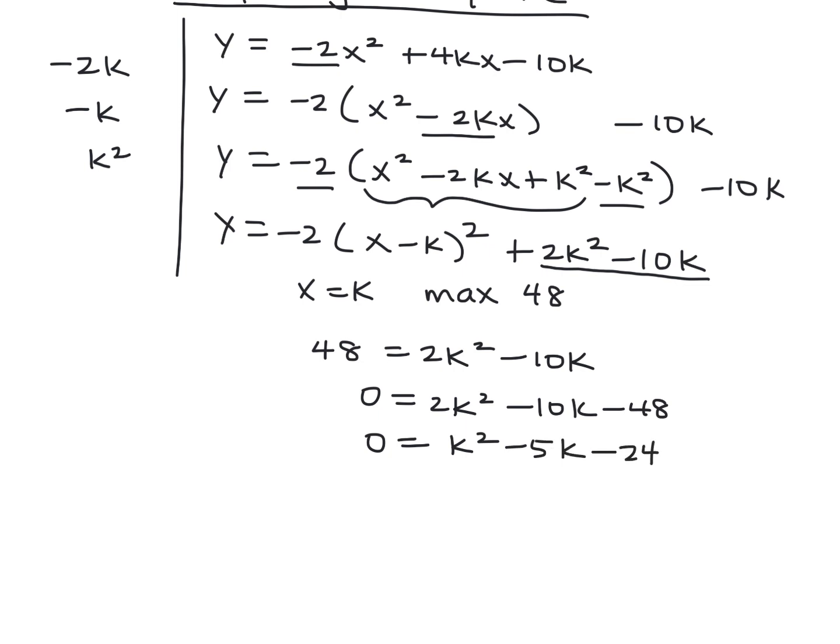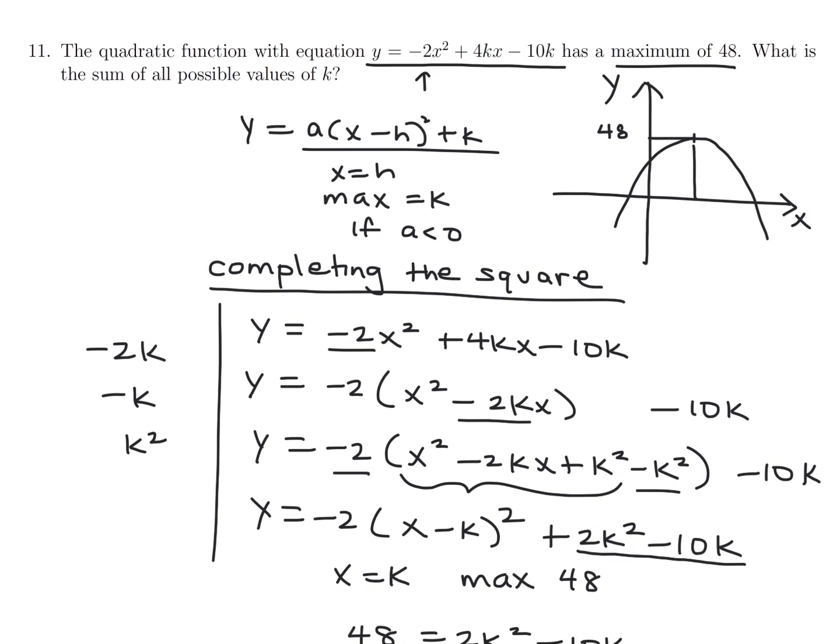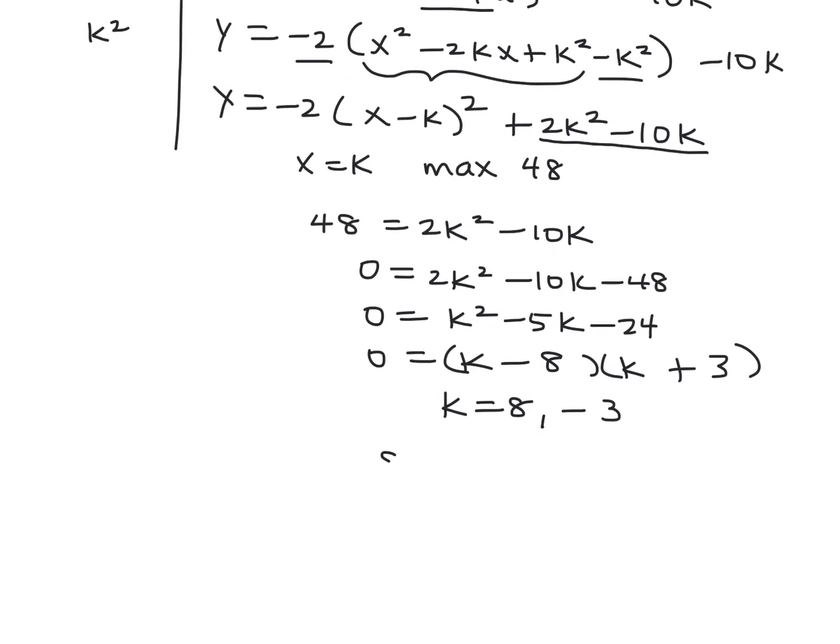And I hope this factors. Let's see. k, 8, 3, minus, positive. Yeah. So k is either equal to 8 or minus 3. And what do they want in this question? What is the sum of all possible values of k? Okay, so the sum of those is 8 plus minus 3, and that would be 5.